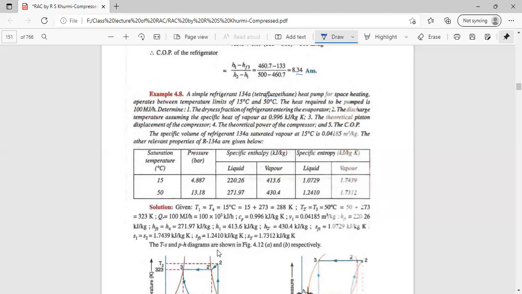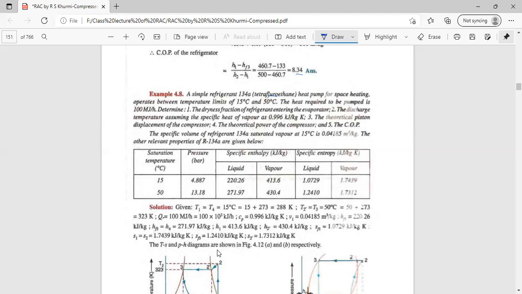The temperature inside the room is supposed to be heated to more than the normal atmospheric temperature itself. So it is operating between it. Its outside temperature is 15 degrees centigrade and inside of the room is set up to 50 degrees centigrade, which is shown here. The heat required to be pumped is 100 megajoule per hour.